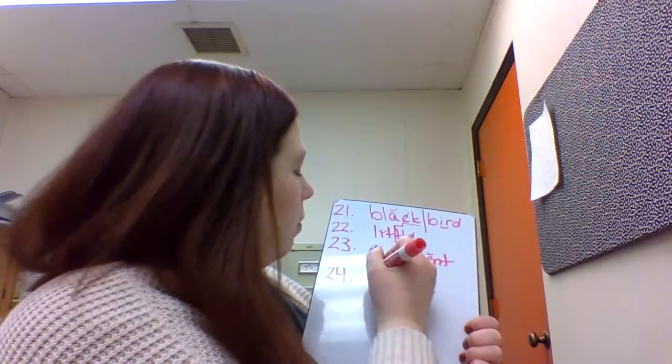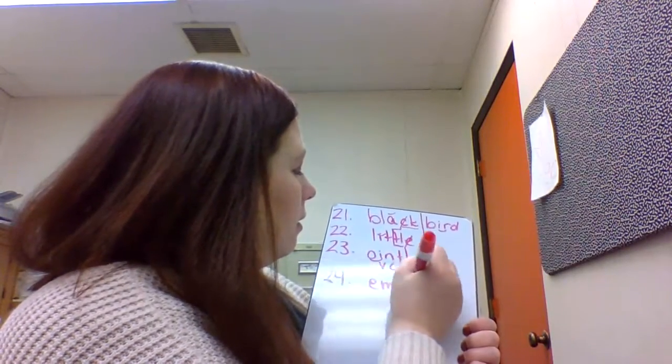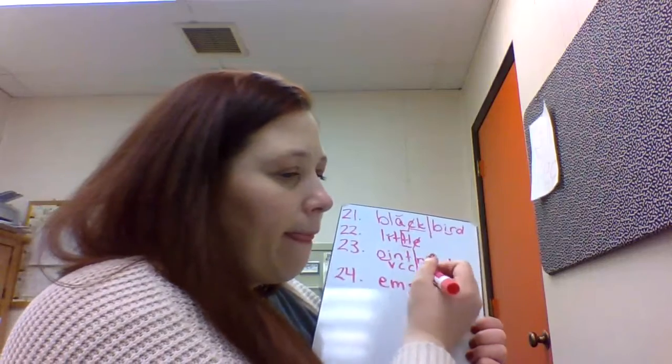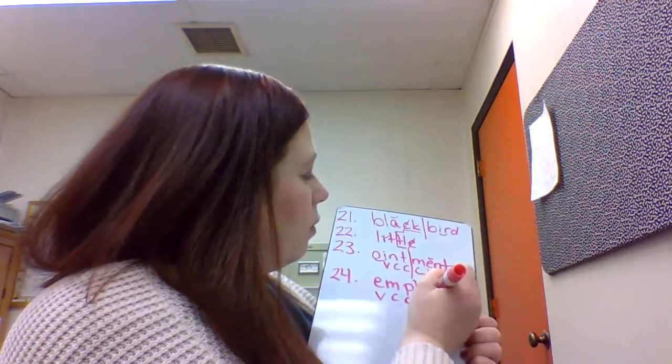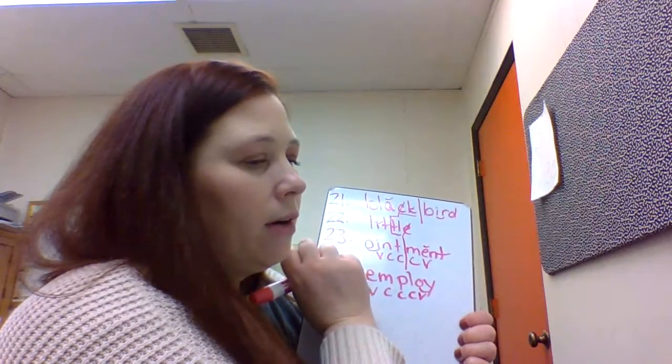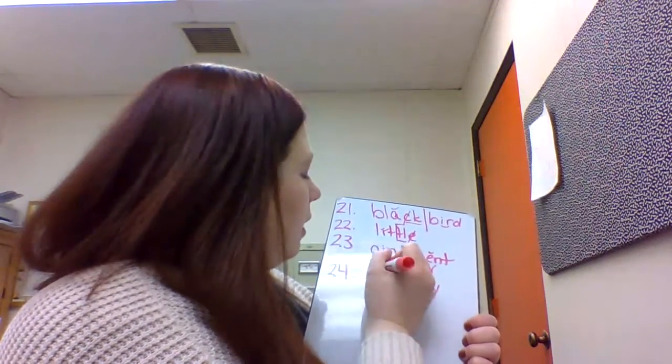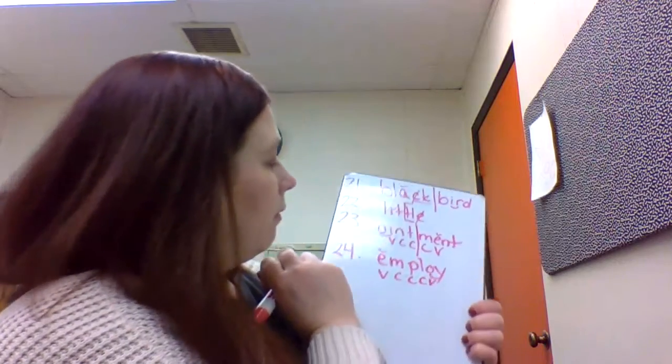24 is employ. Here we have vowel, consonant, consonant, consonant, vowel. We have our OY diphthong. And our E gets a brev. That's all we have on that one.